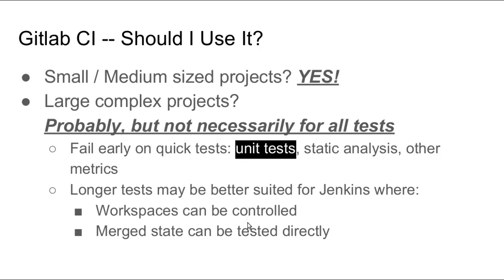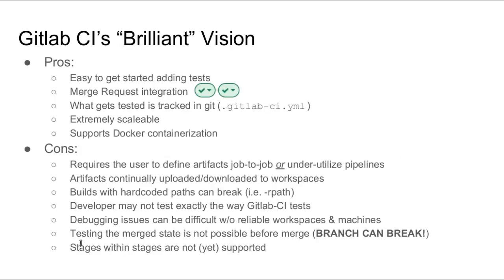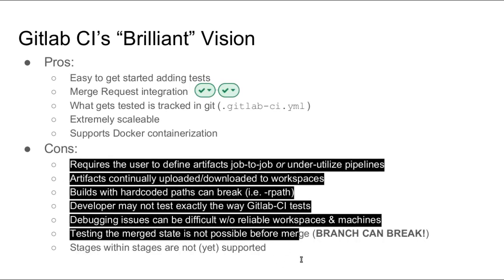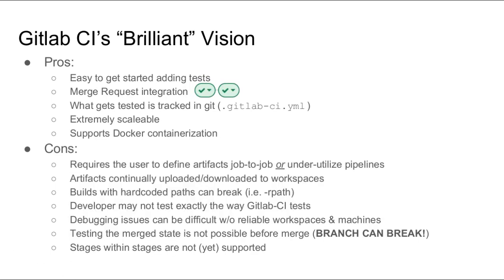So for some of the longer tests, it might make more sense to actually use a more capable tool like Jenkins, where workspaces can be controlled and the merge state can be tested directly. Now, as of me making this video in late 2018, that is the case in my opinion, that Jenkins is a more capable tool, but GitLab CI has a lot of open issues where they're trying to directly address some of these cons that I'm talking about over here. So if you're watching this after 2018, just realize that what I'm telling you here might be complete BS. I don't even know why you watched this.